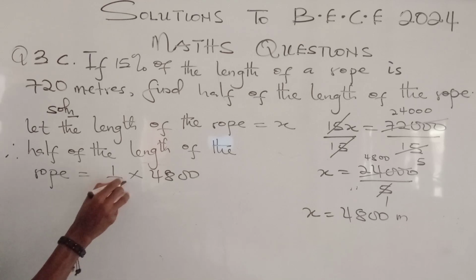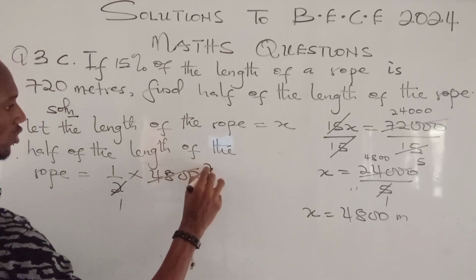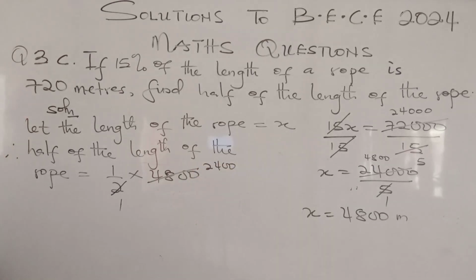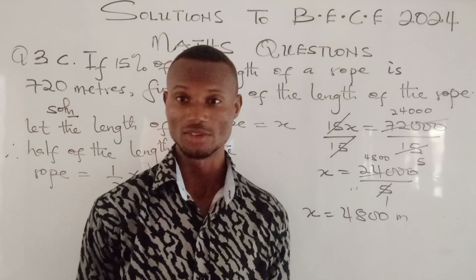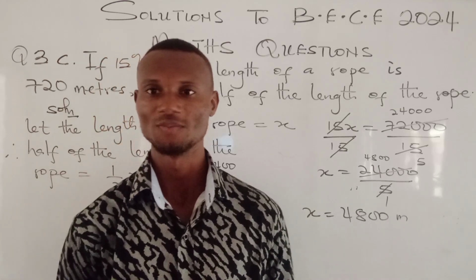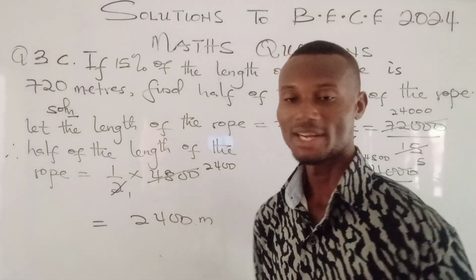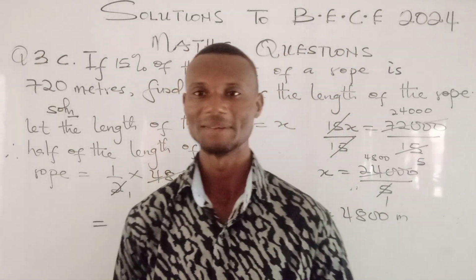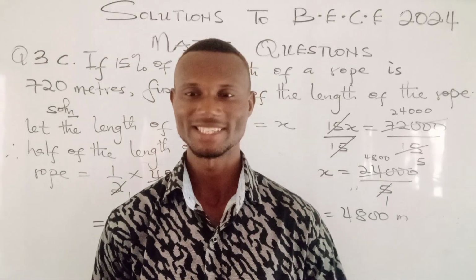So 2 goes here 1 and 2 goes into the 4,800, 2,400. It goes in 2,400. So I have my final answer to be 2,400 meters. Please, it's very important to bring the units, because if you don't bring the units, you lose some marks. So half of the length of the rope is 2,400 meters. That's the final answer. I hope the explanation was clear enough and you understood it as well.